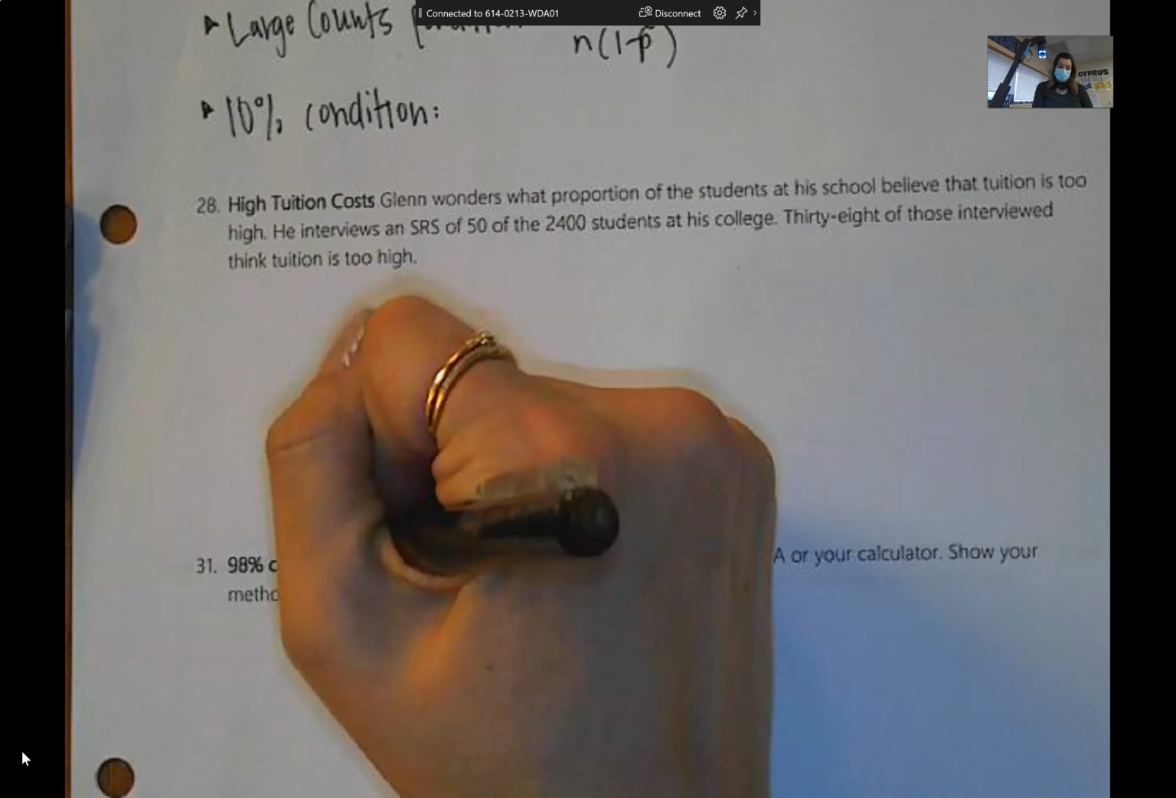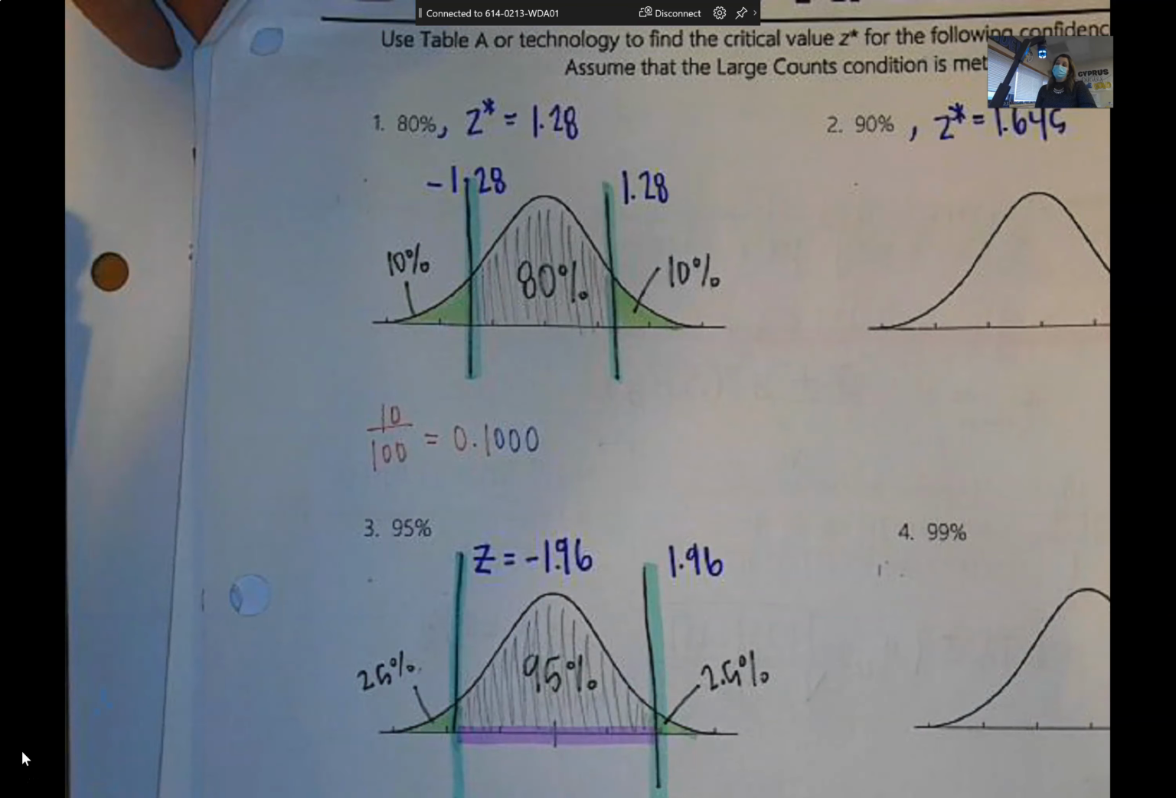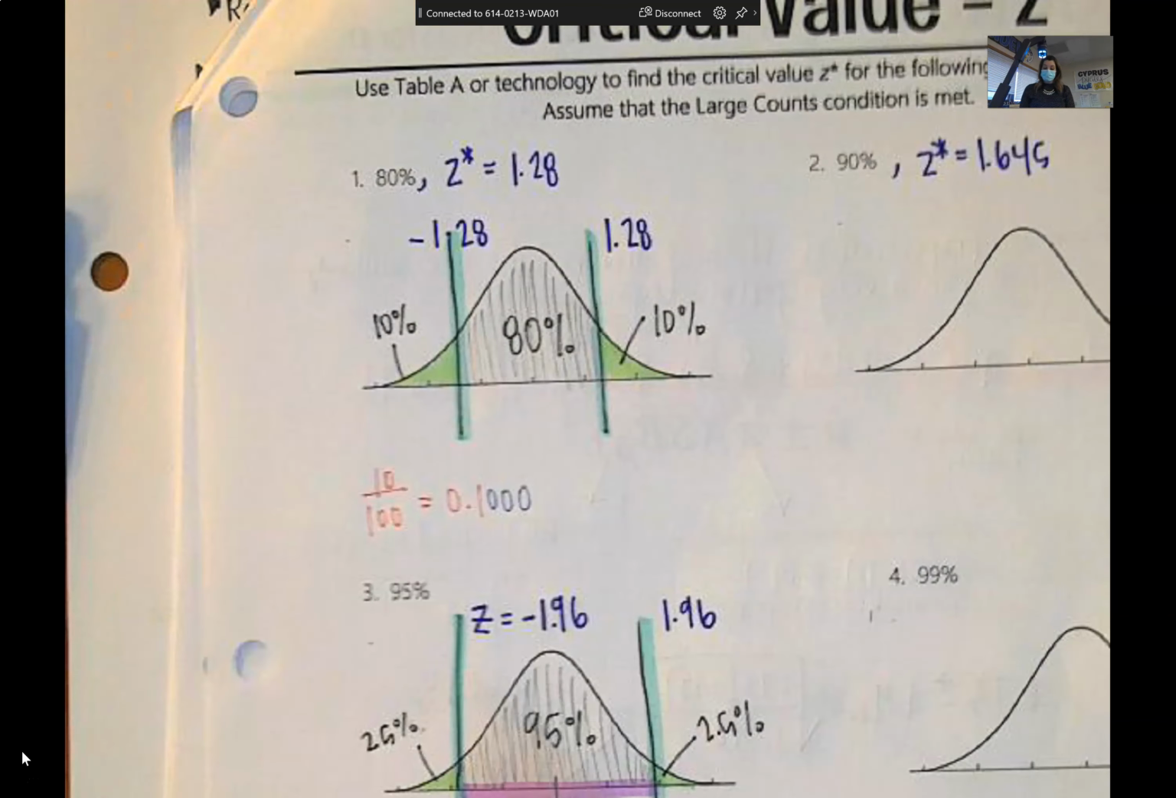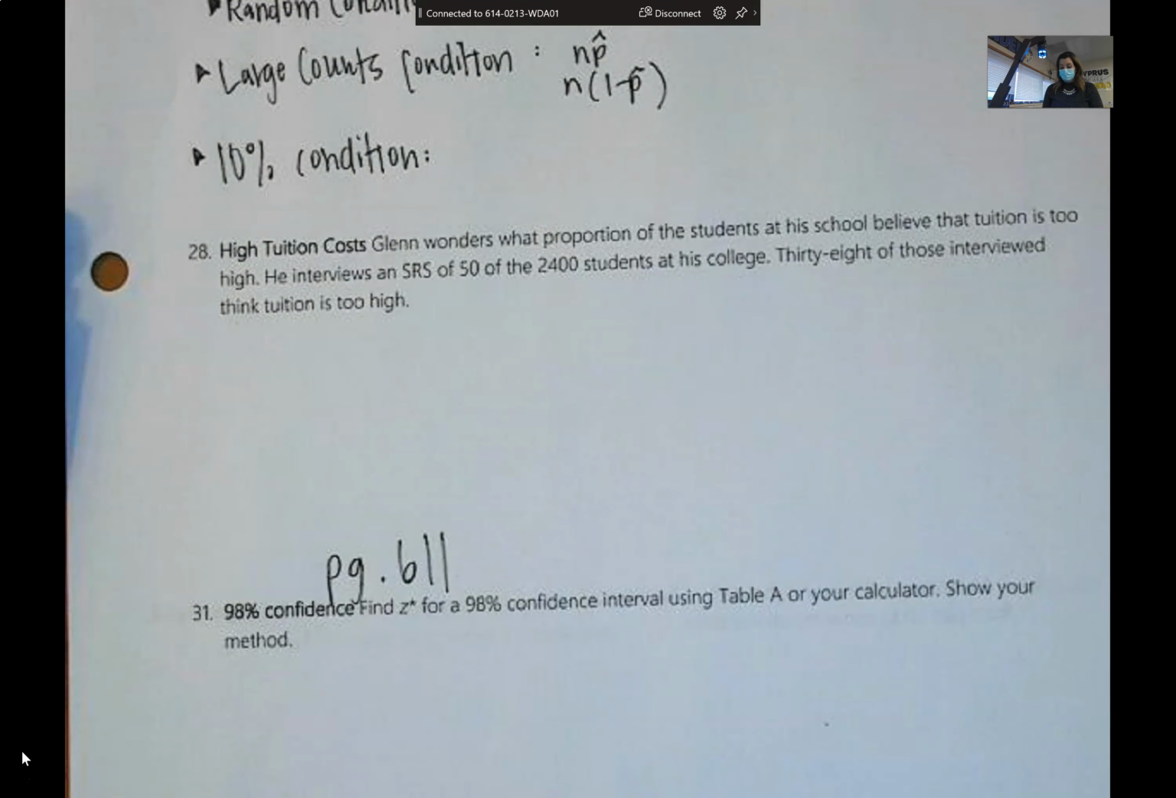31 is exactly page 611. So it's exactly what you did on page 611. It just wants you to show how you get the Z critical for a 98% confidence interval. So the front page and then three free response, and that's it. I will put up solutions today. And if you want me to check anything while you're working, I'm happy to do that.